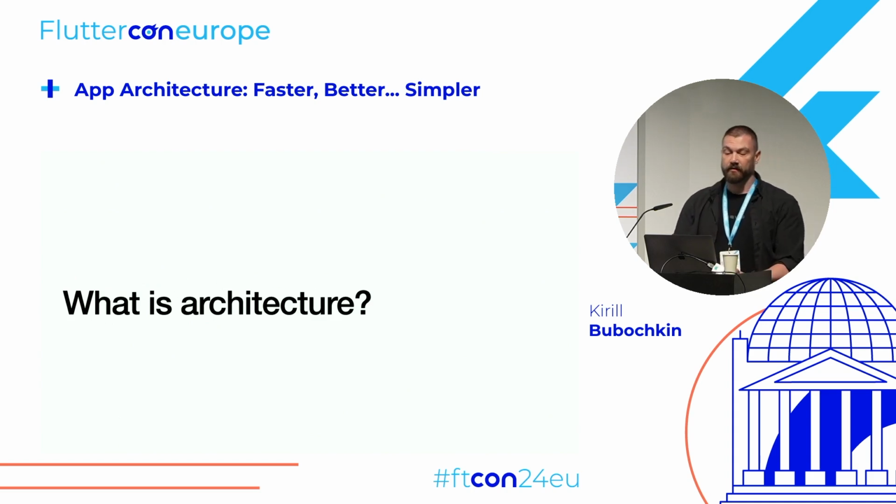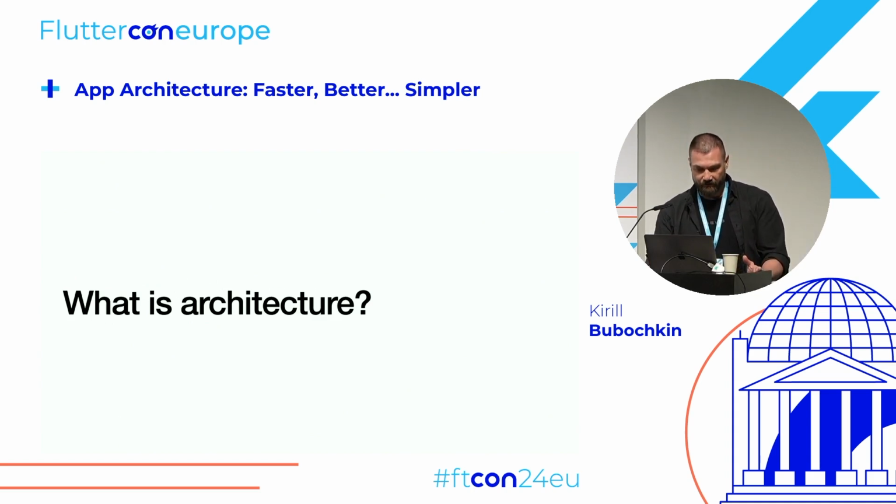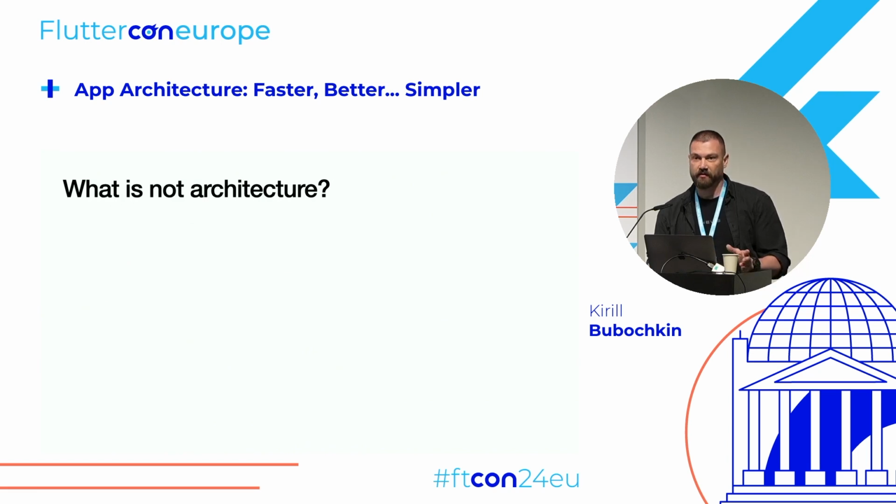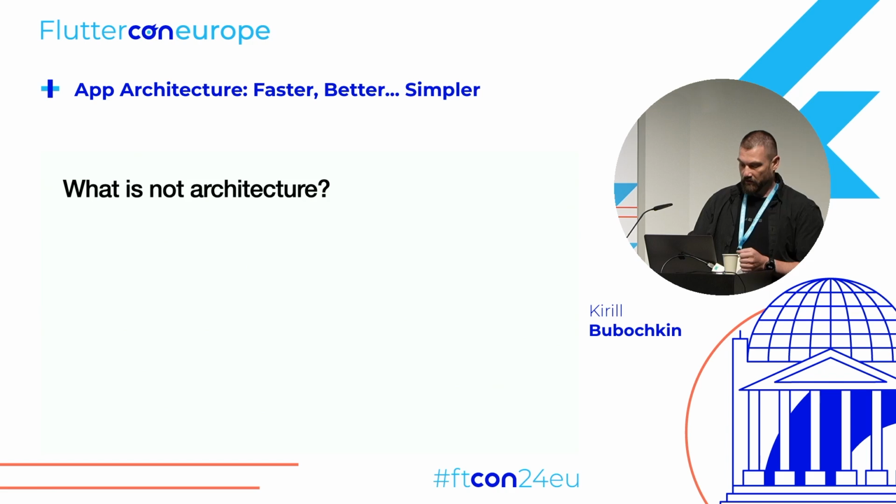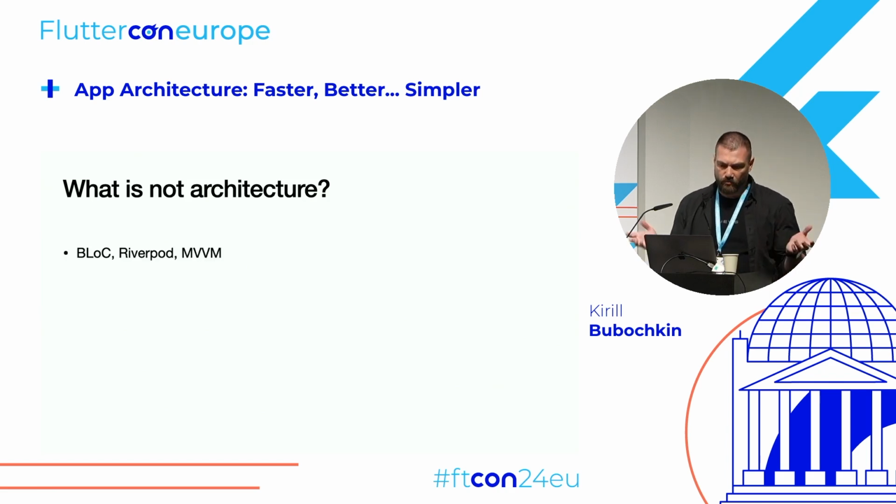First of all, let's agree on what is the app architecture. But even before that, let's talk about what is not an app architecture. Usually, when I'm introduced to a new app, I'm asking the team to describe their current architecture. And I often receive responses like, well, it's BLoC or Riverpod or MVVM architecture. The problem is that this is not app architecture. BLoC and Riverpod are state management tools. MVVM is an architectural pattern for the presentational layer, but they do not define your app architecture.